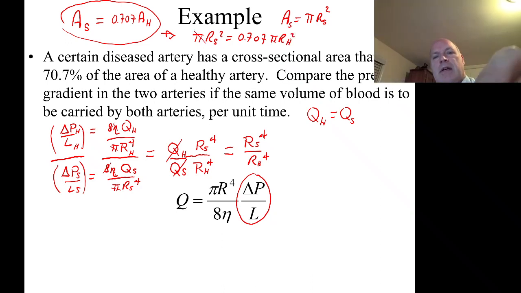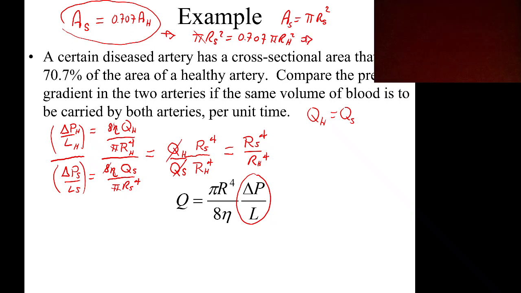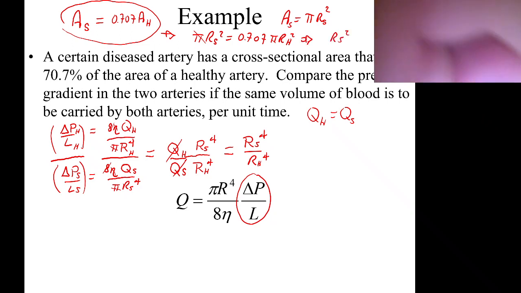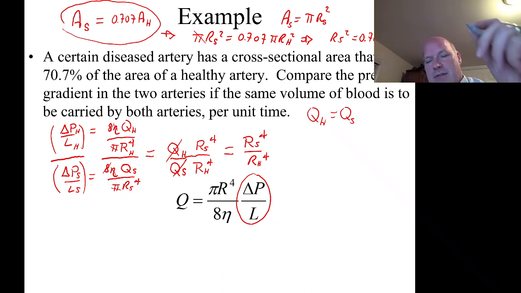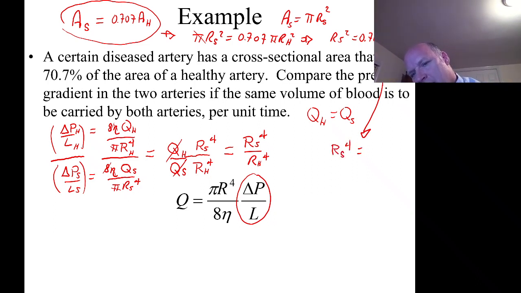Cancel. And this tells us that R sick squared is equal to 0.707 R healthy squared. Now I could take the square root of that and say R sick is equal to the square root of 0.707. Yeah, I could do that. Or I could realize that in this problem, we're using R to the fourth. So I can square this. I'm going to write this over here. This tells us that R sick to the fourth is equal to 0.707 squared R healthy to the fourth.